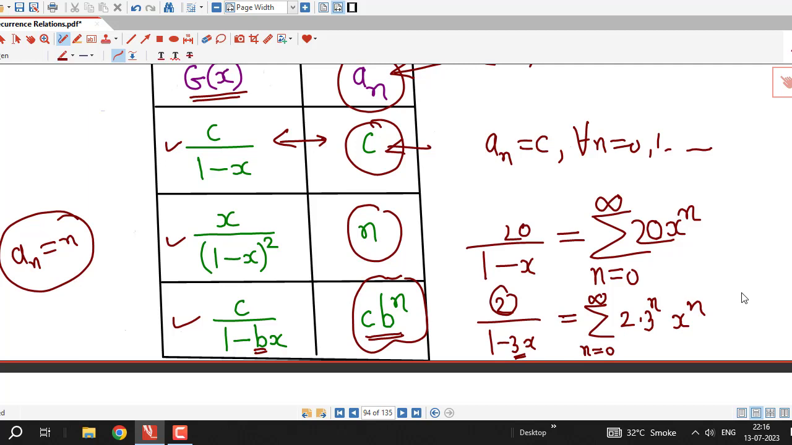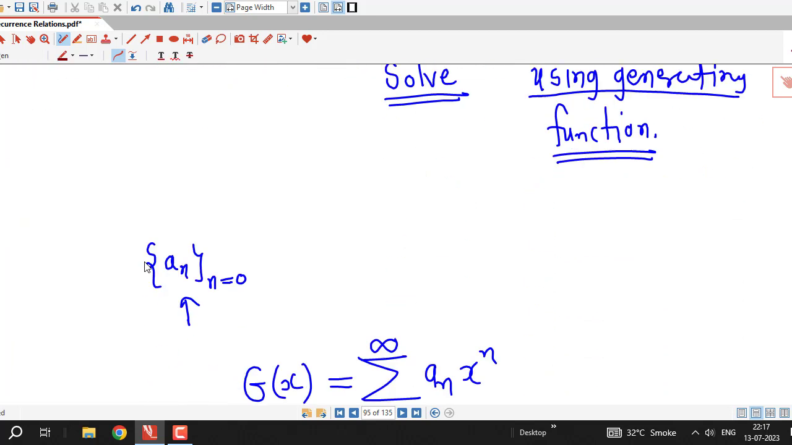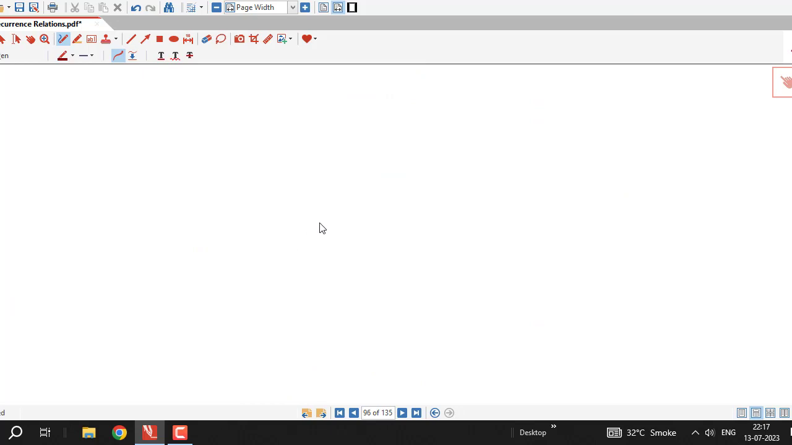So if you can remember these formulas for generating functions and corresponding sequences, then you can directly write down this type of terms in the solution. If you cannot remember, then also it is fine. You can use the binomial theorem or binomial series expansion to write down the sequence or nth term corresponding to the given generating function. So with this in mind, we are going to solve a recurrence relation using generating function in this lecture.